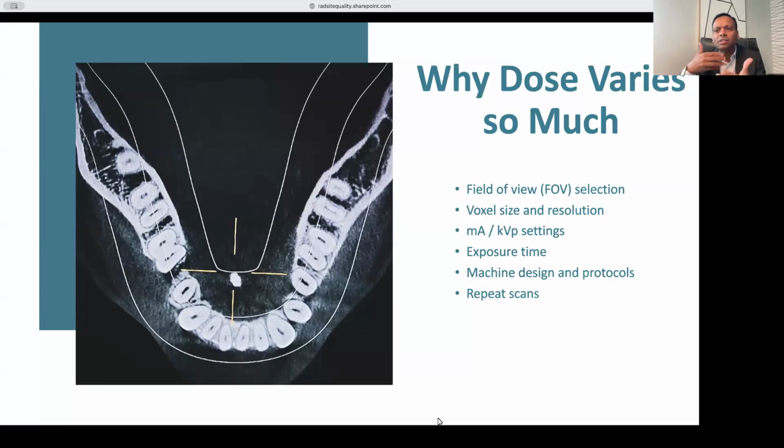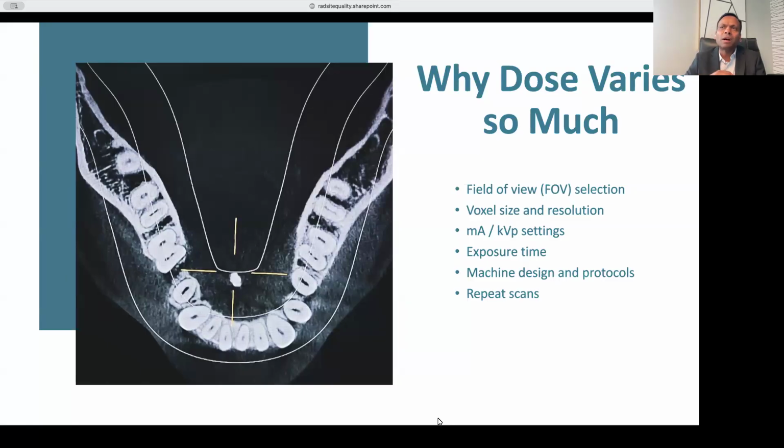And then intrinsic to the protocol itself are the mA, kVp, and the exposure time that we have chosen. Thank God these days most of the protocols come pre-built, so the operator does not have to fiddle around with that. But again, different manufacturers do it differently. So that adds to the variability of dose in a cone beam setting.